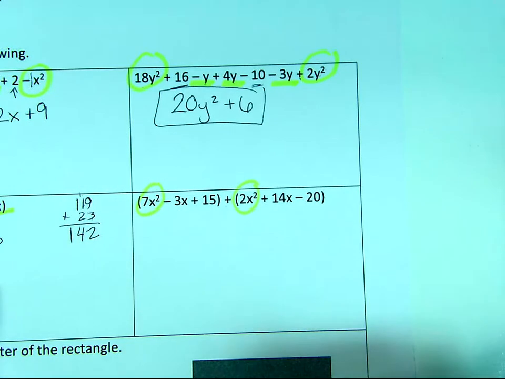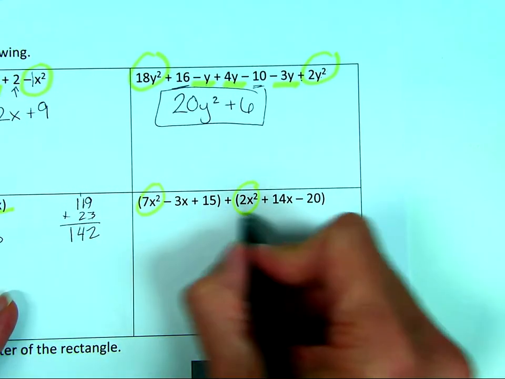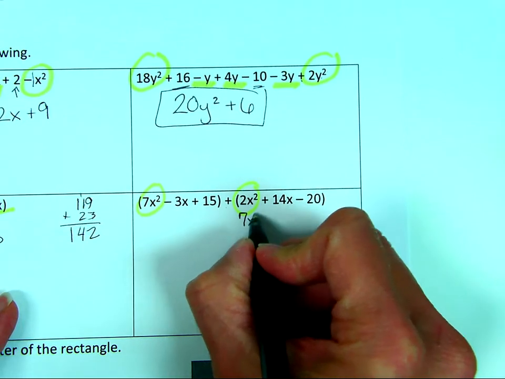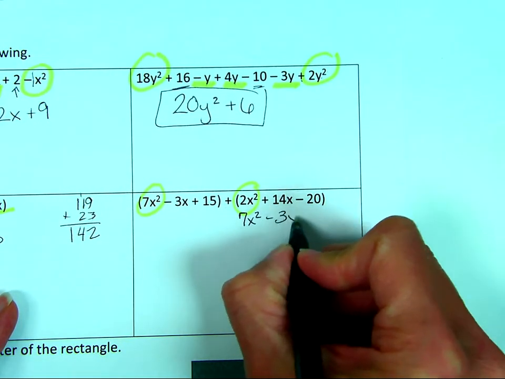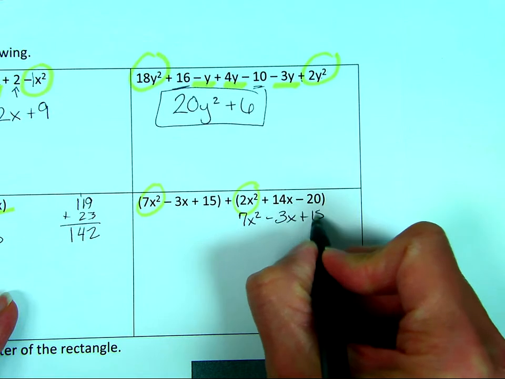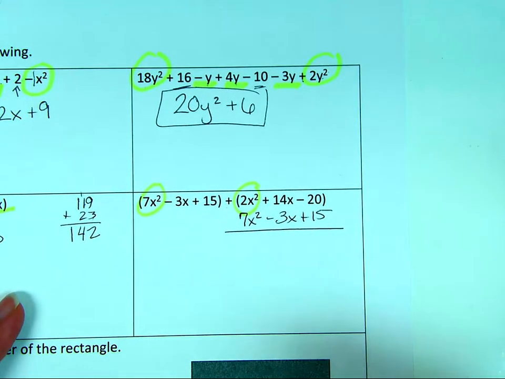Well, you can do that same thing with like terms. You can say, okay, I'm going to add these two together. So I'm going to line them up. I'm going to write the x squareds under the x squareds, the x's under the x's, and the 15 under the numbers, and then I can add vertically. Another way to do it.